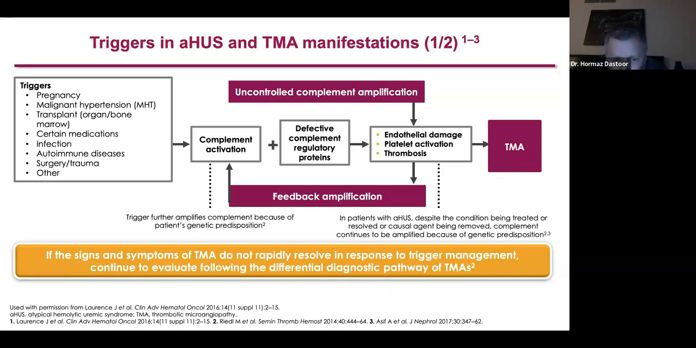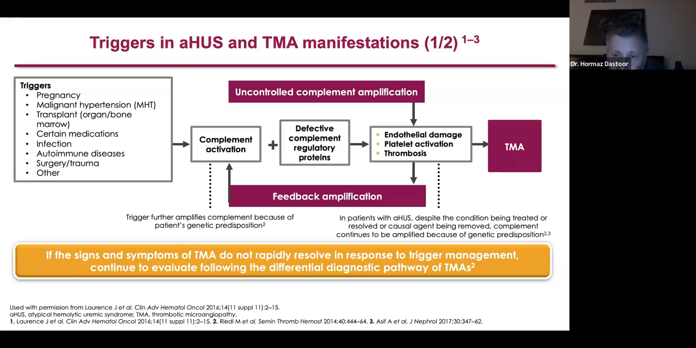TMA and atypical HUS-like picture because of malignant hypertension, which will resolve spontaneously once I treat the malignant hypertension? Or did this malignant hypertension serve as a trigger in my so-called still unidentified genetic mutation patient, which triggered the complement system, which will result in TMA/AHUS, which will ultimately proceed to end-stage renal disease.